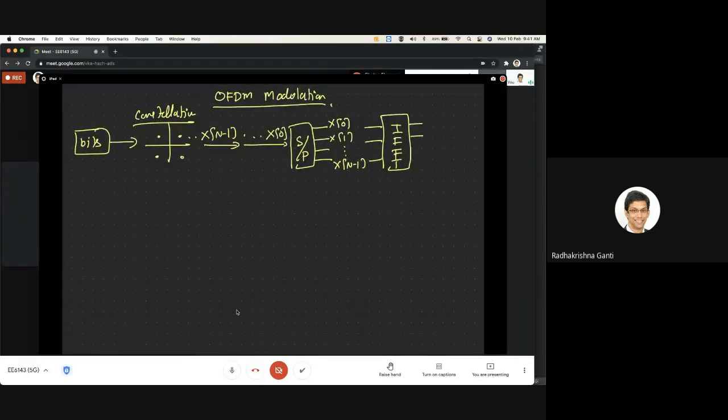You take an n-length IFFT, so you get n outputs. Call that y of 0.